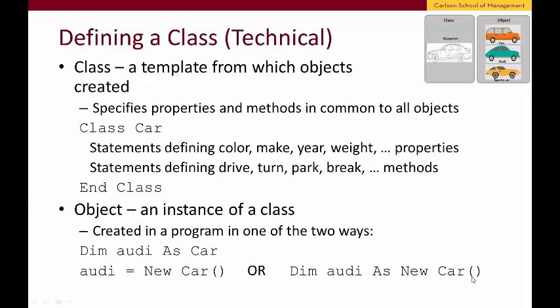We can separate the declaration and instantiation with dim Adi as car, declaration statement, followed by Adi equals new car, open close parentheses, object instantiation statement. The open close parentheses following car class signify the call to a default constructor, which can be modified as we will see a couple of slides down the road.